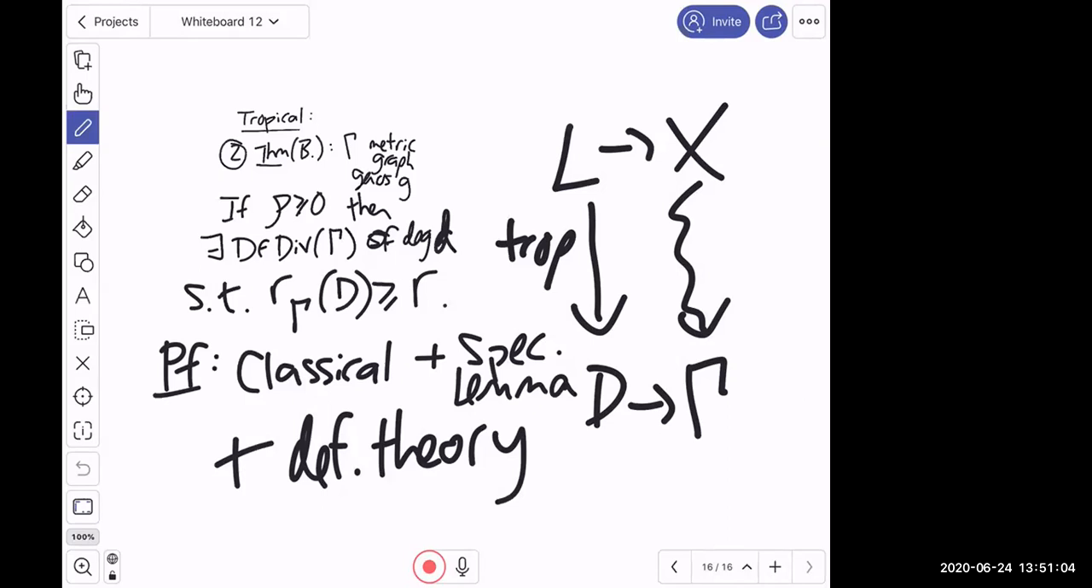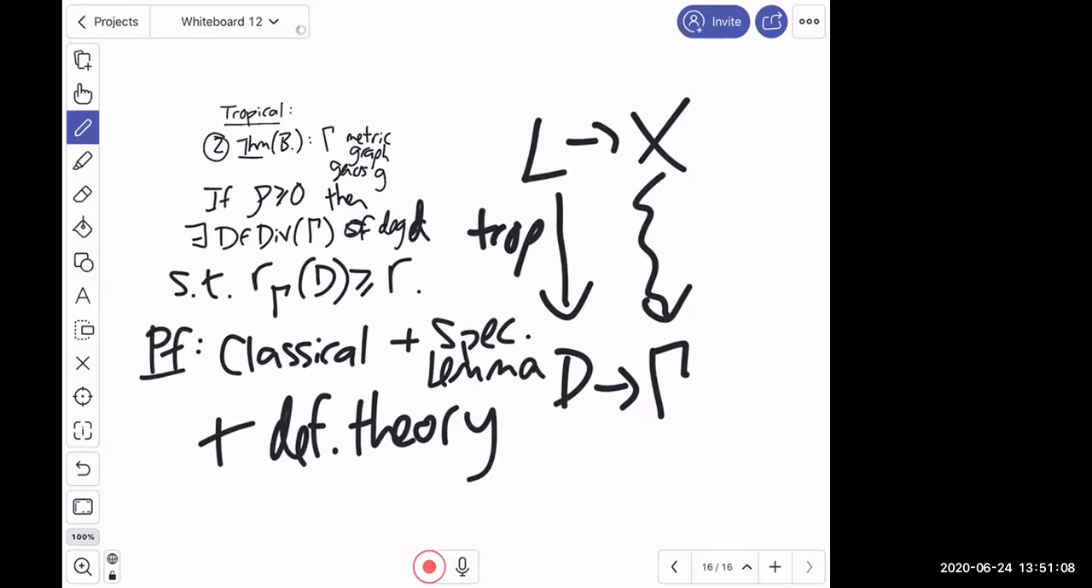And what's interesting, among other things, is that no purely combinatorial proof of this theorem is known. It's a statement about combinatorics, but it's not known.